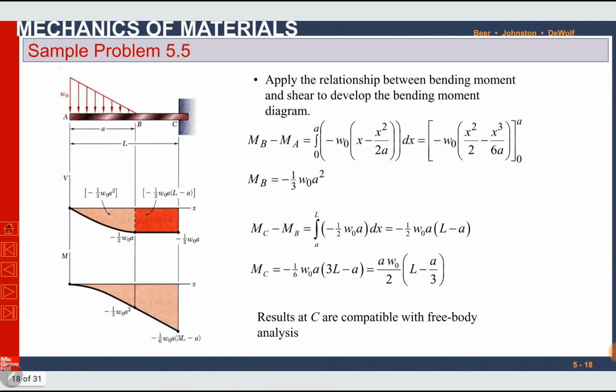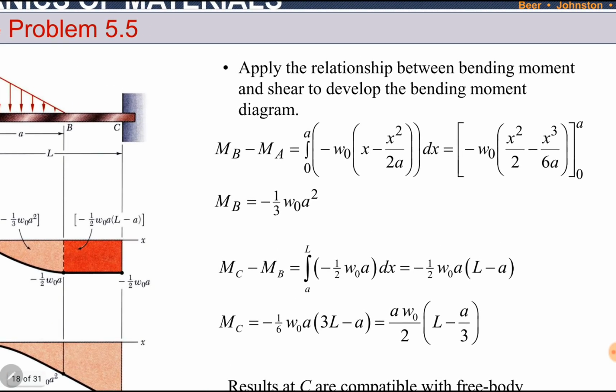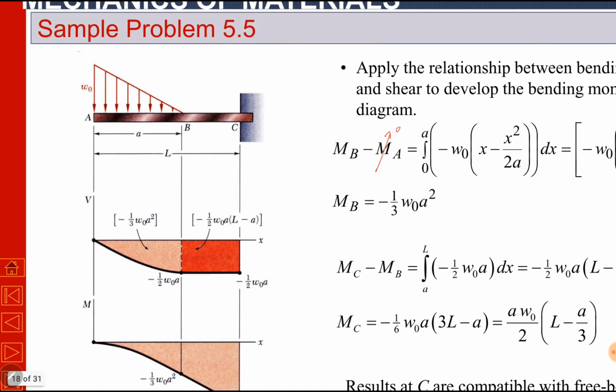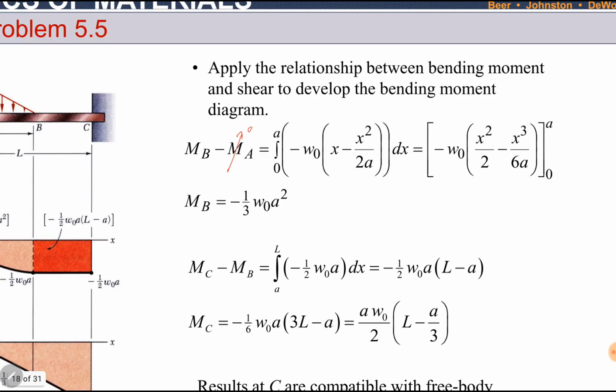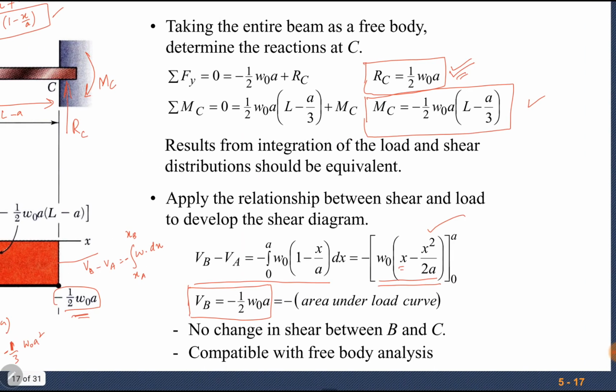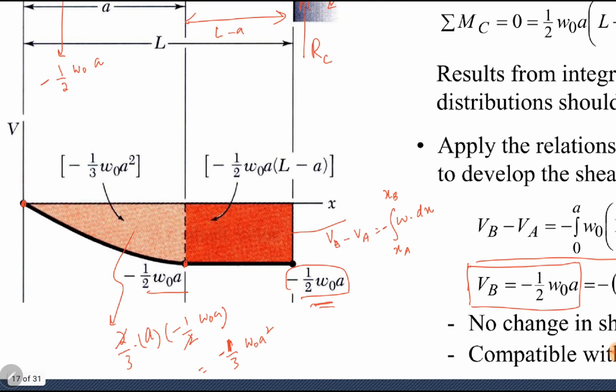So moment MB minus MA is equal to the integral of shear force between A and B. This was the expression of shear force. If we integrate it, it becomes minus W naught (x square by 2 minus x cube by 6A) between 0 and A. MA is 0 because there is no concentrated moment at point A. So MB can be calculated, which is minus 1 over 3 W naught A square. We found the same value here by finding the area under the curve, minus 1 over 3 W naught A square.